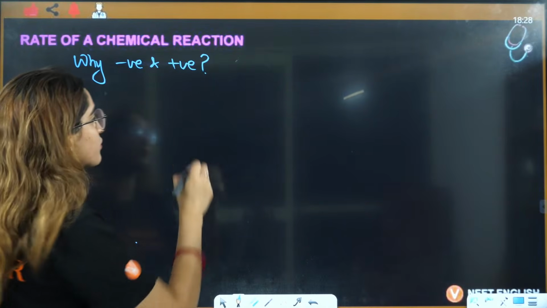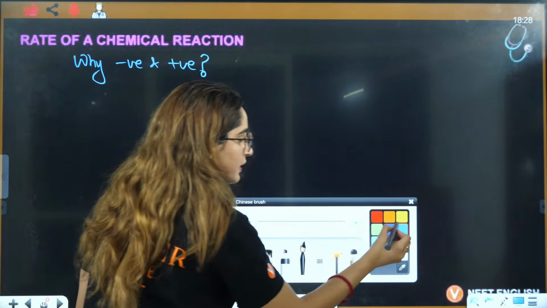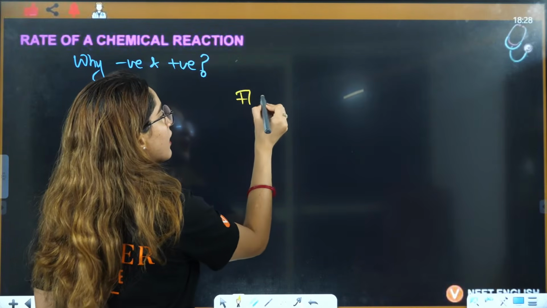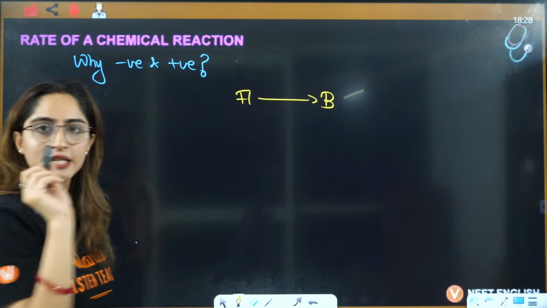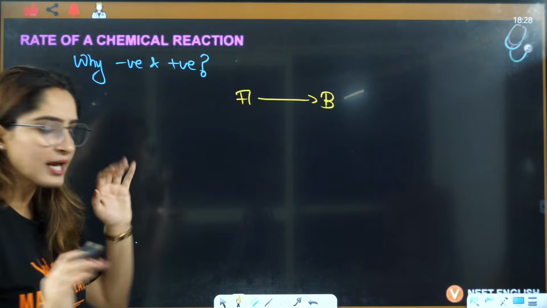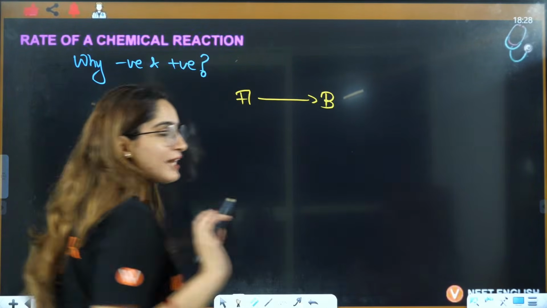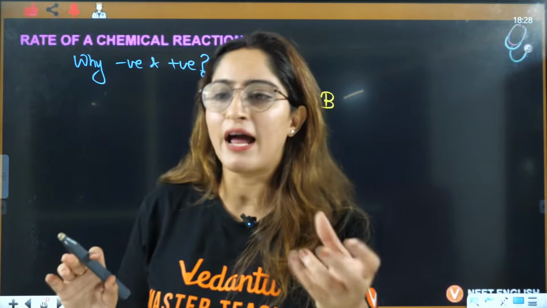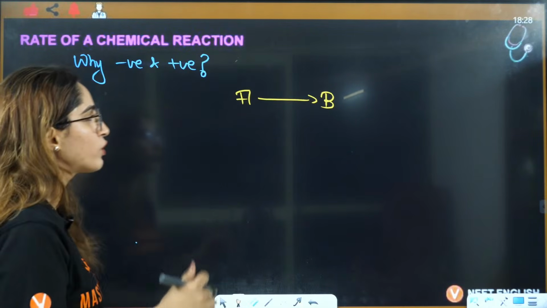That is the question, okay? So I'll give you one example here. Let's say this is A and this is B. This was the reaction that we took. Same reaction I am taking here, A to B, right? Now, I'll explain this with the help of some values, okay? Because with values, it will be more clear to you.